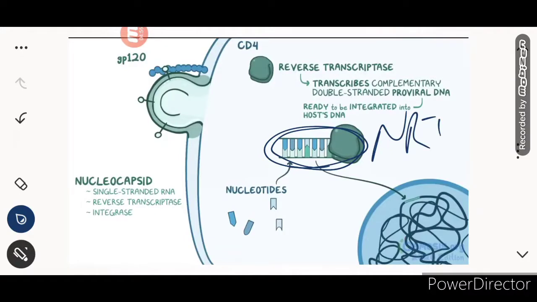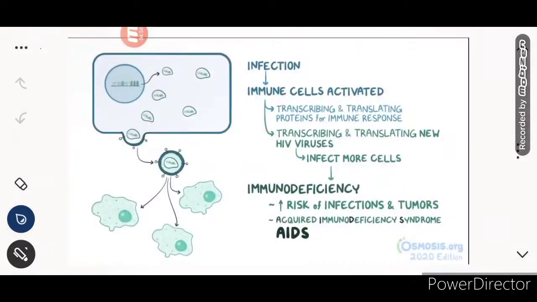I'll just let you know along the way. Once the infection occurs, the immune cell gets activated, transcribing and translating proteins for the immune response.